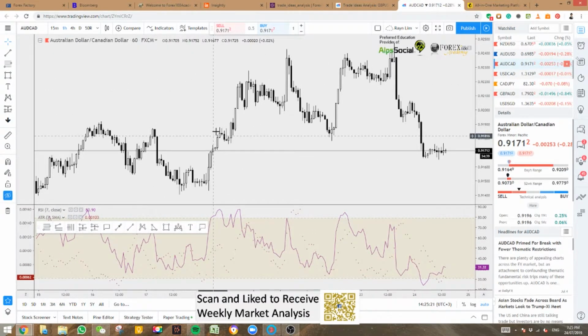On the 1-hour chart, breaking new high. Well resisted, then market came down. So what does it tell you? By looking at it, very strong bearish movement.